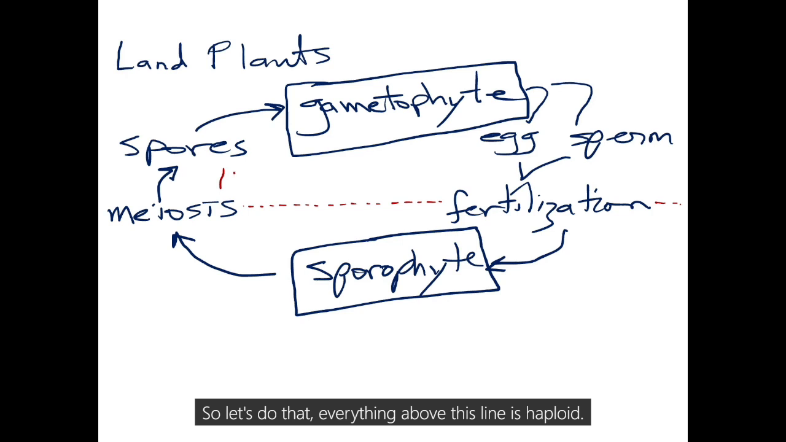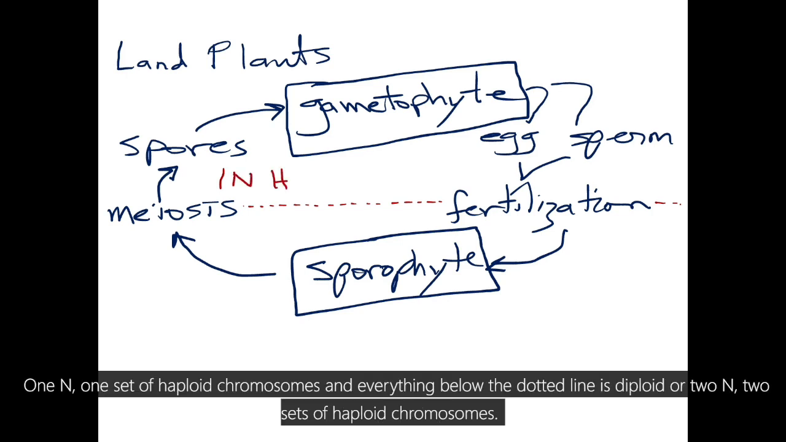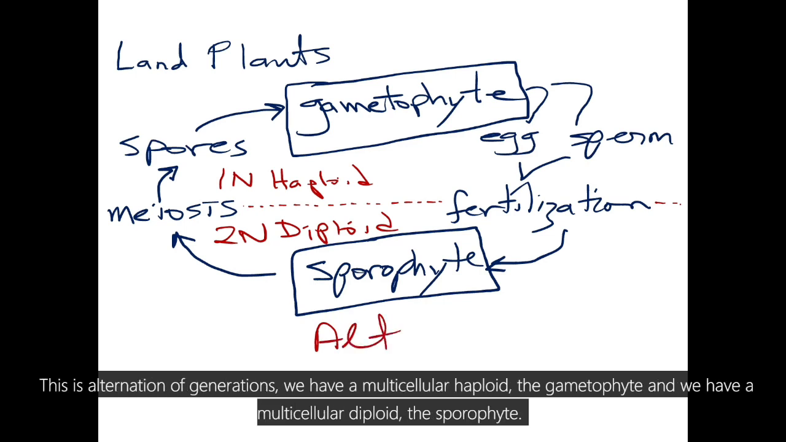Everything above this line is haploid, 1N, one set of haploid chromosomes, and everything below the dotted line is diploid, or 2N, two sets of haploid chromosomes. This is alternation of generations. We have a multicellular haploid, the gametophyte, and we have a multicellular diploid, the sporophyte.